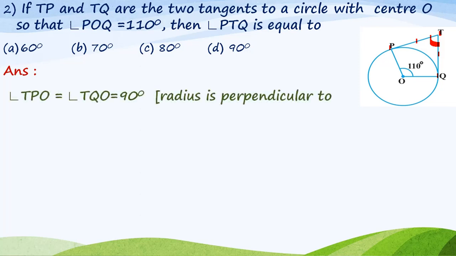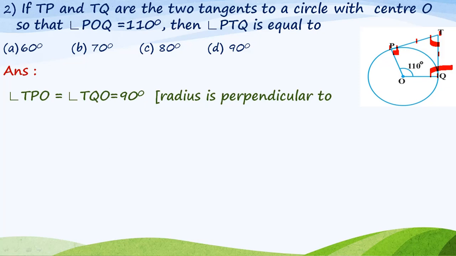TPO is equal to TQO is equal to 90 degrees, because the radius is always perpendicular to the tangent. Therefore, angle P and angle Q are equal to 90 degrees. Already we know that angle O is 110 degrees. What is the value of PTQ?